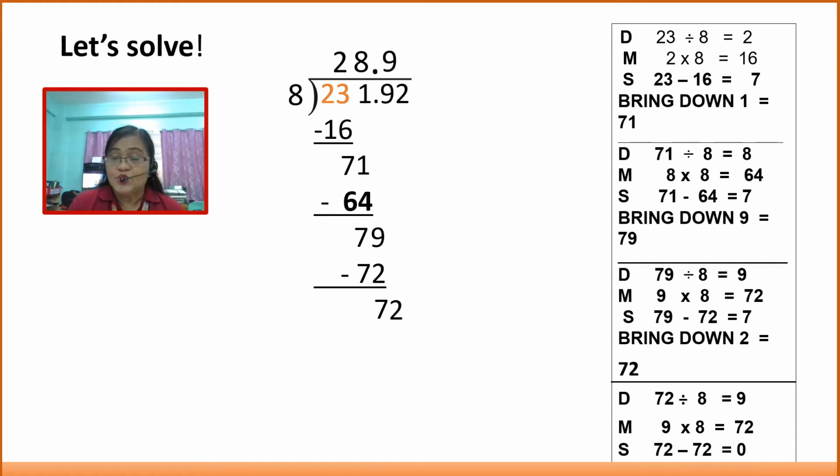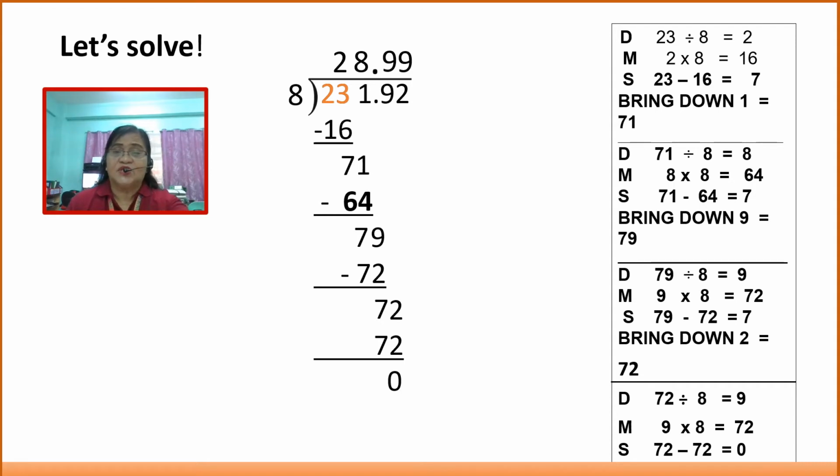Bring down 2. 72 divided by 8 is equal to 9. 9 times 8 is equal to 72. And 72 minus 72 is equal to 0. So, we arrive at the quotient 28 and 99 hundredths. As you can see, we have a 0 as our remainder.